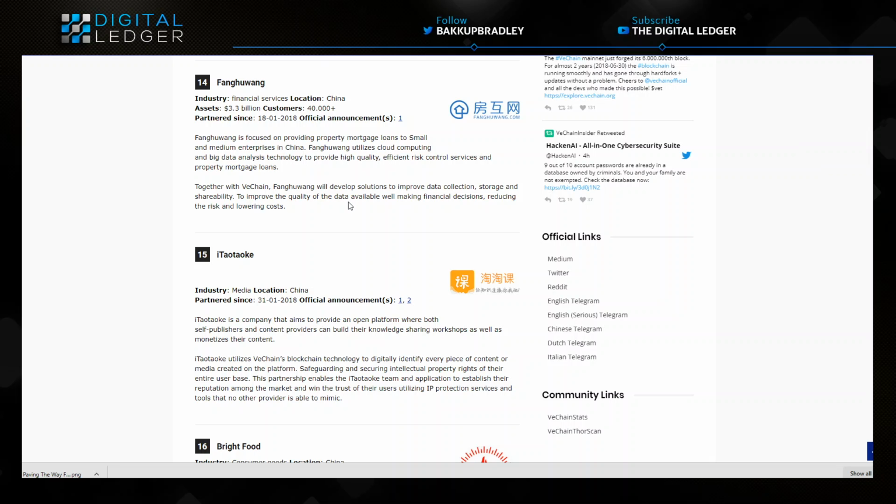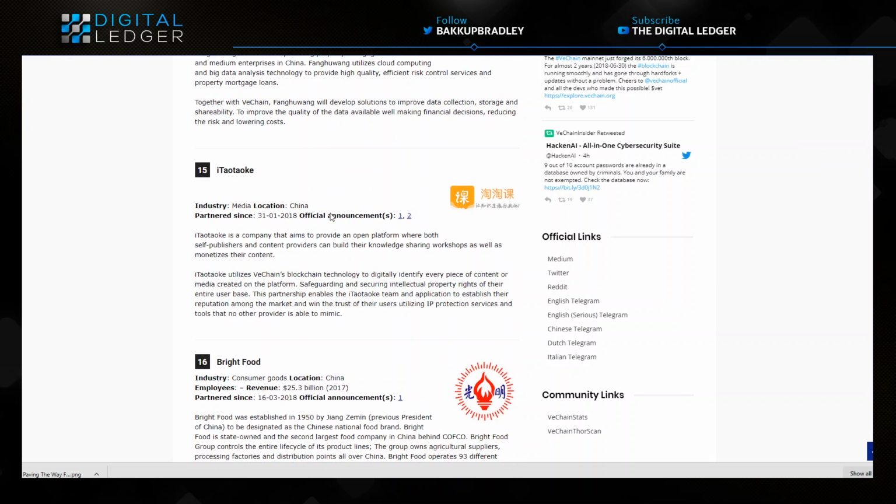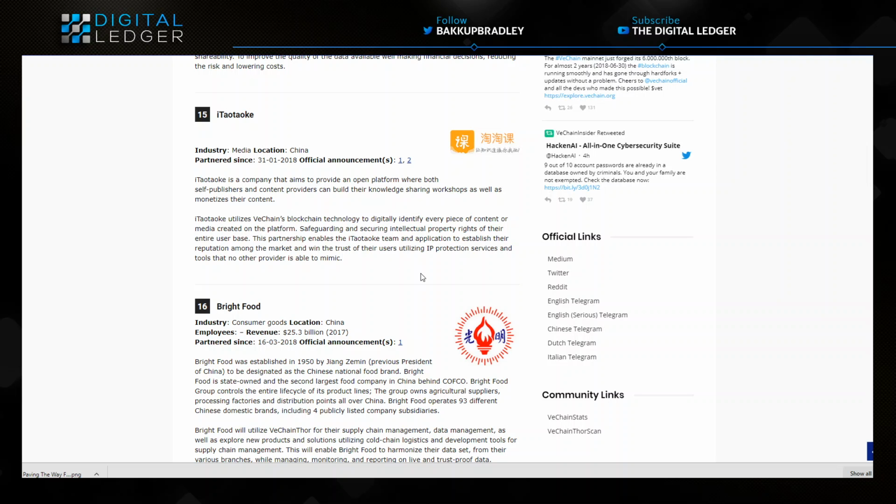Fang Yuang will develop solutions to improve data collection, storage, and shareability to improve the quality of data available while making financial decisions, reducing the risk and lowering cost. It utilizes blockchain technology to digitally identify every piece of content media created on the platform. Interesting. Safeguarding and securing intellectual property rights, I'm big on that. Entire user base. The partnership enables the team to build an application that establishes their reputation among the market and wins the trust of their users utilizing intellectual property protection services.